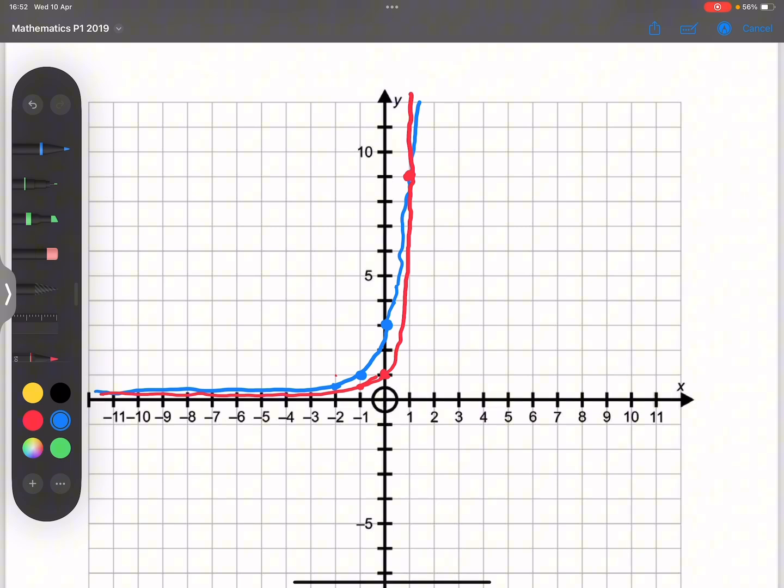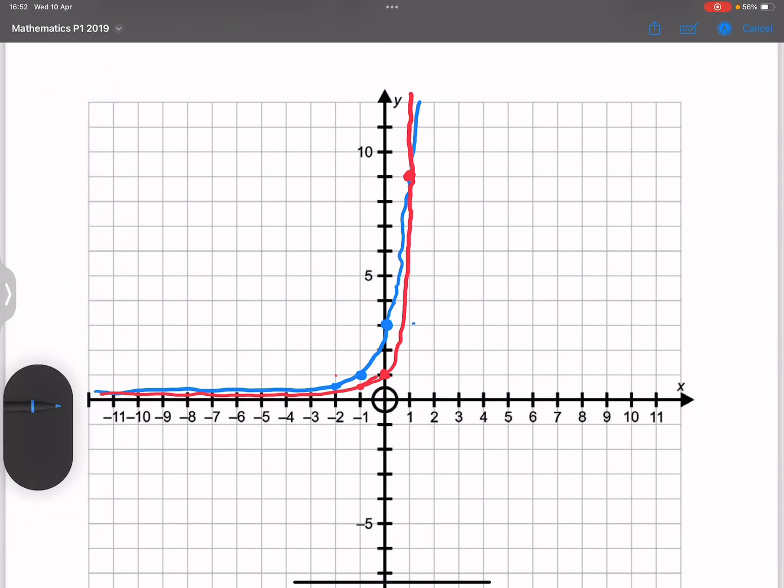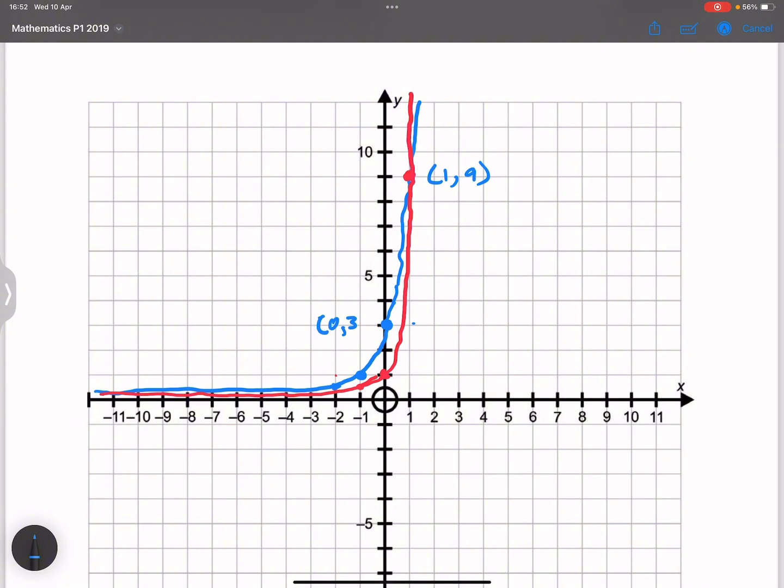And of course, we need to label them. And they said we need to show this clearly, right? So this point here would be 1 and 9. Okay, and this point here would be 0 and 3. This point here would be 0 and 1. Okay, and of course we know that our asymptote will be the line y is equal to 0. So in this case, our x-axis acts as our asymptote. Right, and please show that on your graphs.